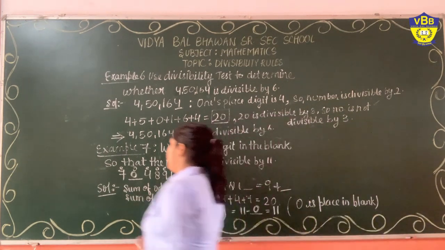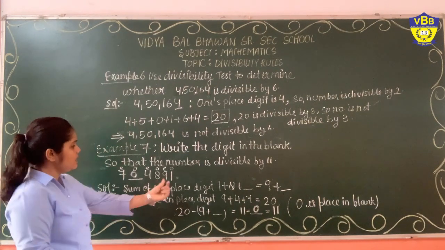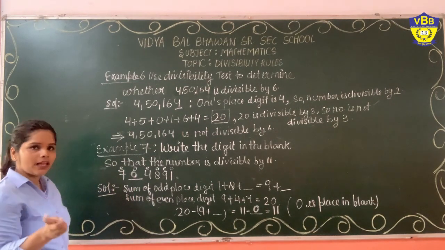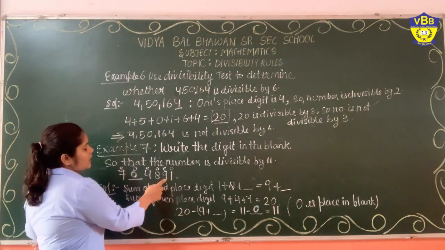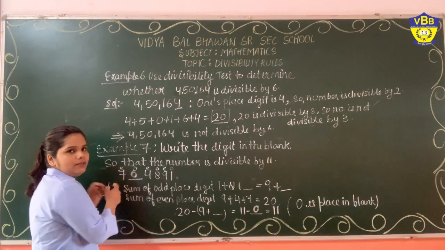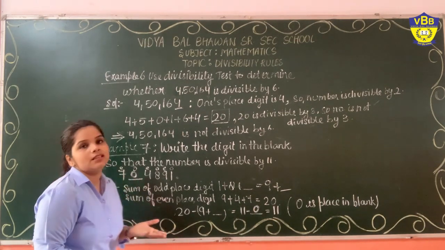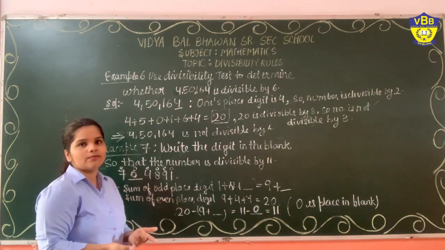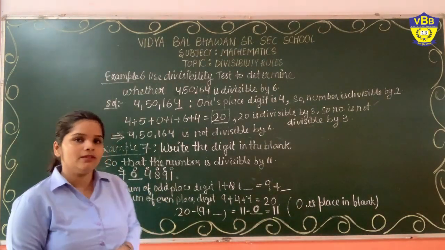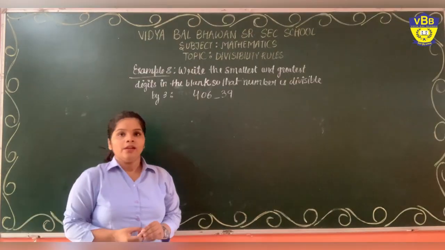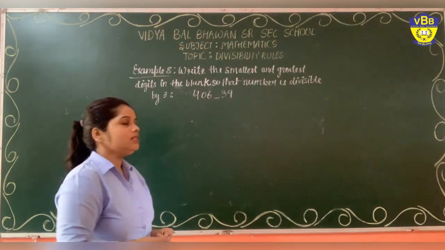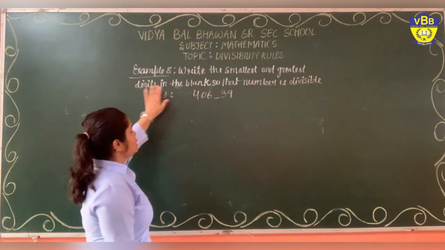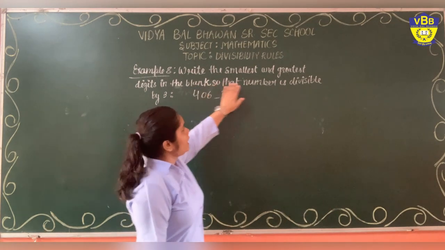You can also check it. When you add even places, 1 plus 8 is 9, 9 plus 0 is 9 itself, and the odd places, 9 plus 4 is 13, 13 plus 7 is 20. 20 minus 9, we have to find the difference. 20 minus 9 is 11, and 11 is divisible by 11. So that's it.